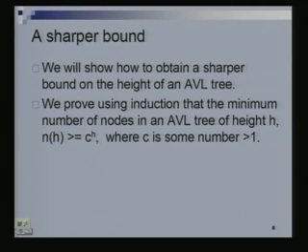So we are going to use induction and we are going to do a tighter analysis of the same thing. We are going to show that the minimum number of nodes in an AVL tree of height h, which was n of h, is at least c to the h, where c will be some constant more than 1. What did we show in the previous slide? It was at least, n of h was at least 2 to the h by 2.